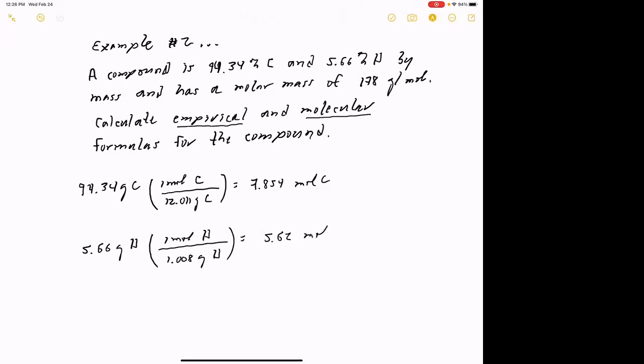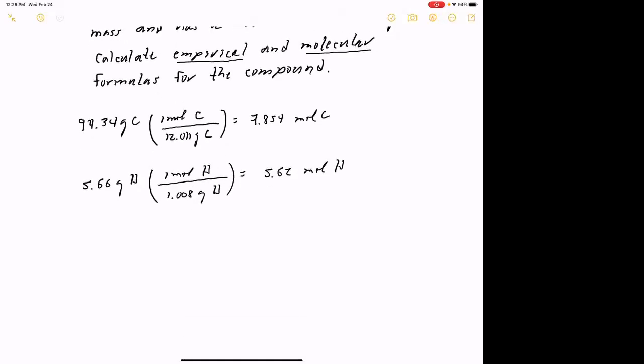moles of hydrogen. All right, so now since we're only dealing with carbon and hydrogen, I'm going to put my carbon here and my hydrogen here. And now we're going to put the mole amounts as a subscript under each one of them. So I've got 7.854 under the carbon. That's my moles. Hydrogen's 5.62 moles. Which one am I going to divide by? Which one is going to go in the denominator for both? Hydrogen. Yeah, the hydrogen, because it's the fewer moles. You always pick the one with the fewest number of moles. Good.